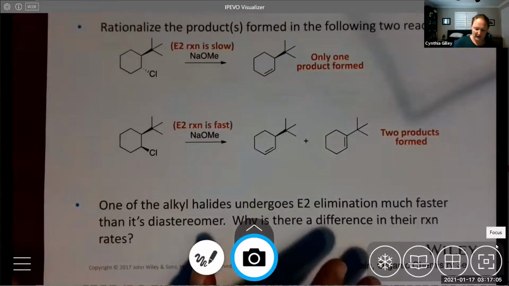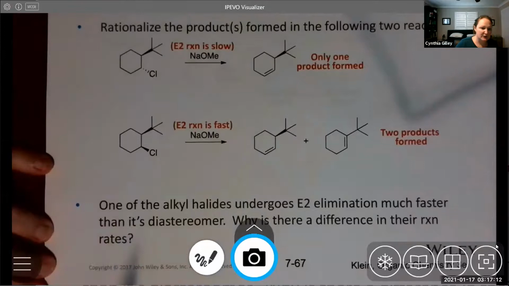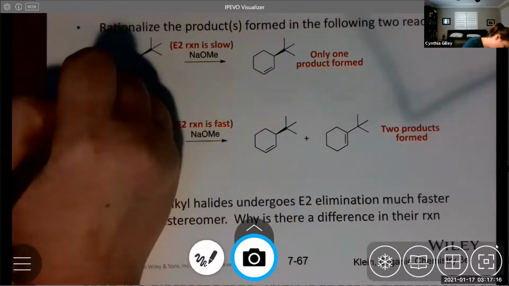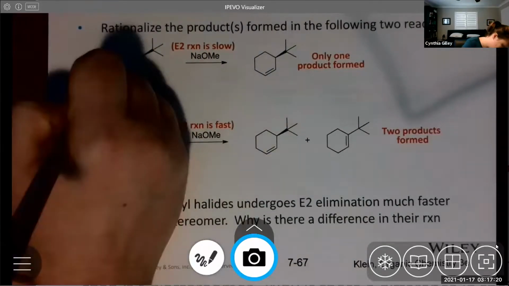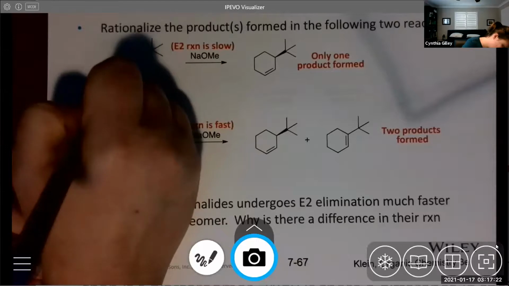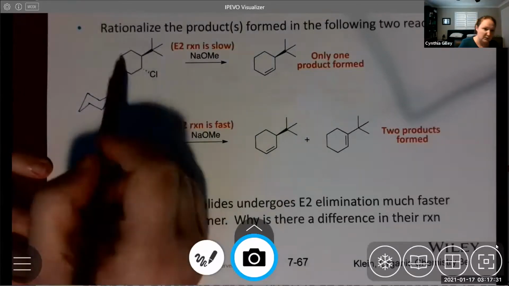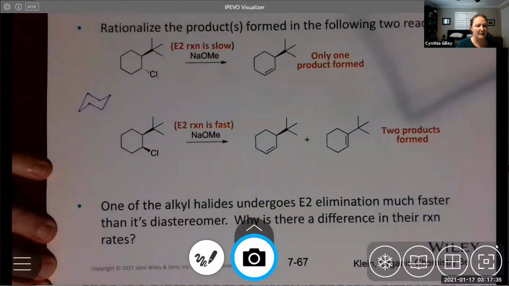Okay, so we are going to start with drawing out the chair conformation of the two substrates. This one. We talked about drawing chairs, so just follow the steps that we talked about before for drawing the chair conformation, and then we're going to draw both chair conformations. It doesn't matter if you get the chlorine axial on the first try or the second try.